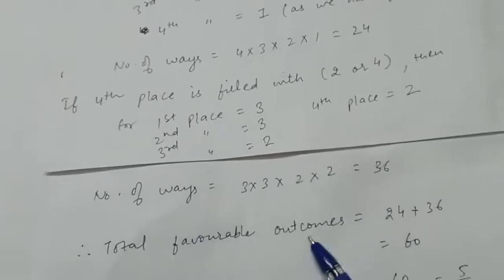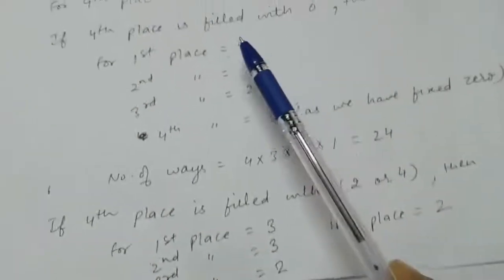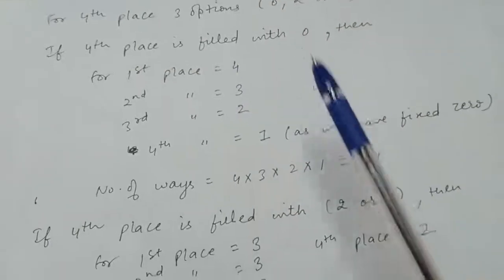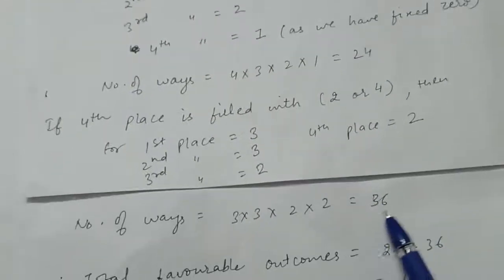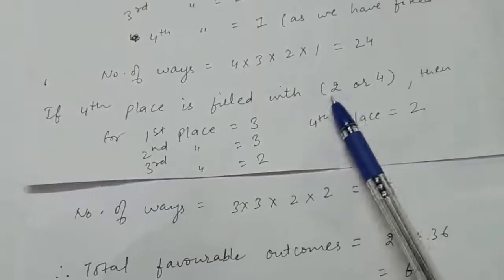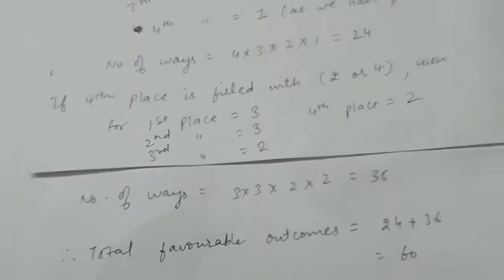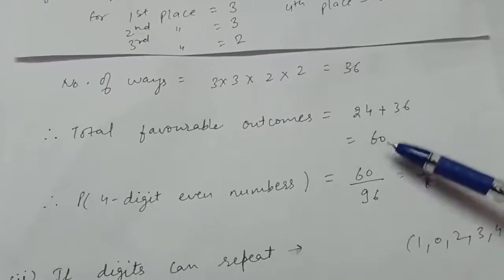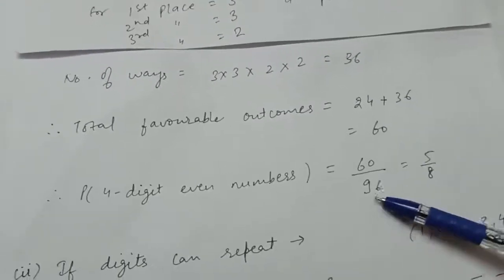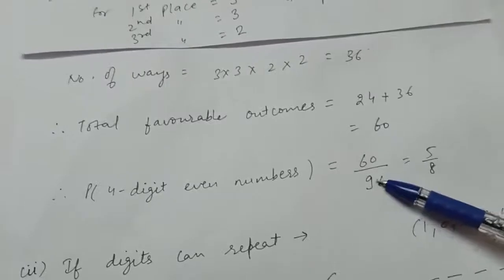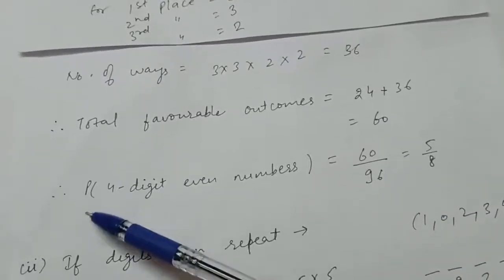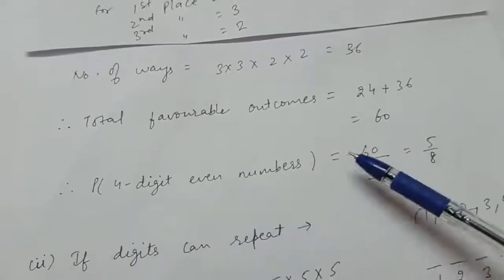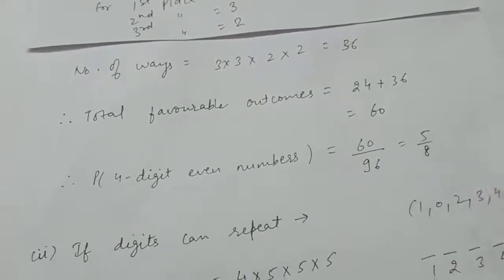So the favorable outcomes will be either these cases when you fill the fourth place with 0, or these 36 cases when we fill the fourth place with 2 or 4, right? So the total favorable outcomes will be 24 plus 36, 60, and total outcomes we calculated as 96. Therefore probability of 4-digit even numbers will be 60 upon 96, which is this, right?